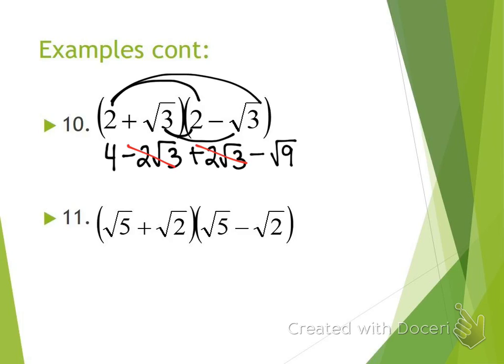4 is just going to stay 4. Minus 3. The square root of 9 is 3. 4 minus 3 is 1. So that is our answer, just the number 1. Questions about 10?